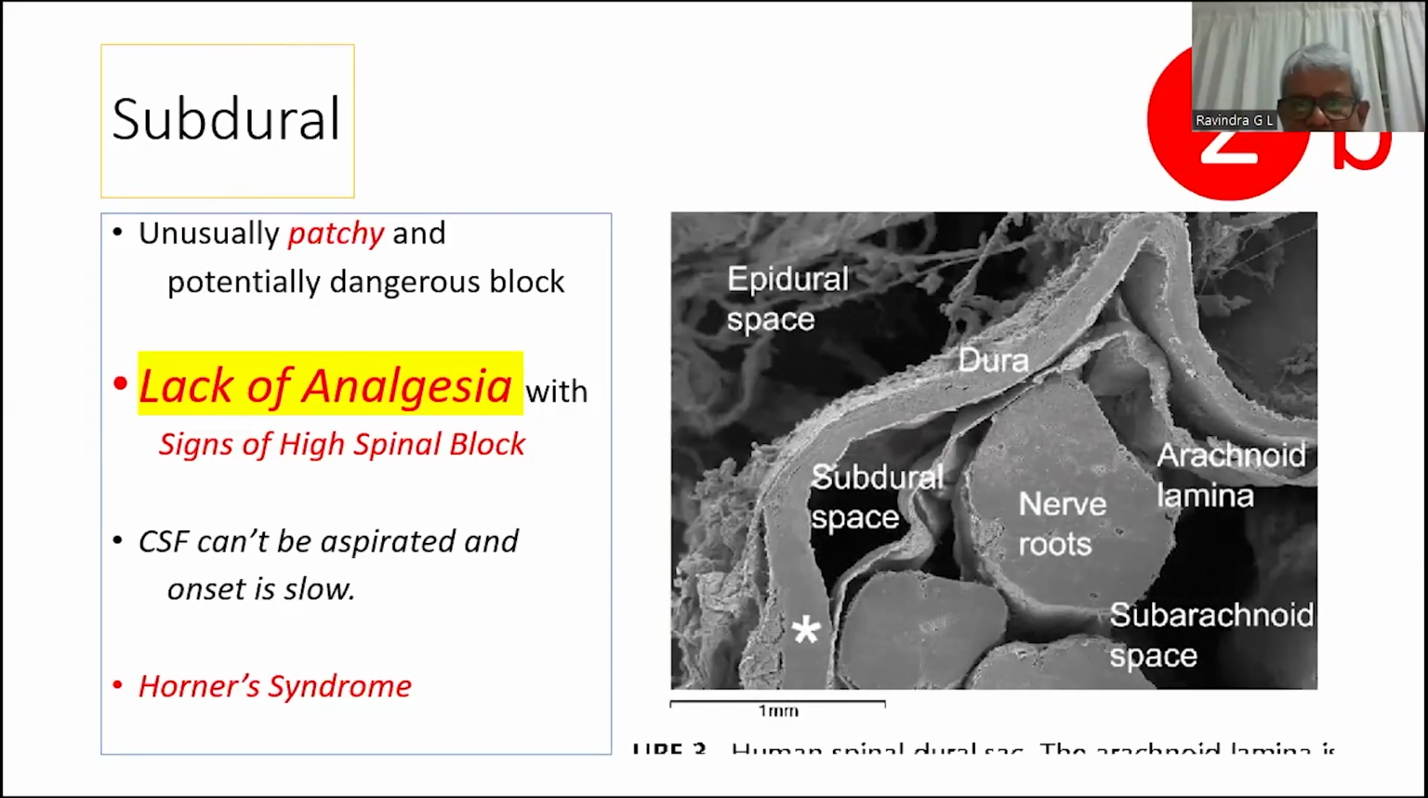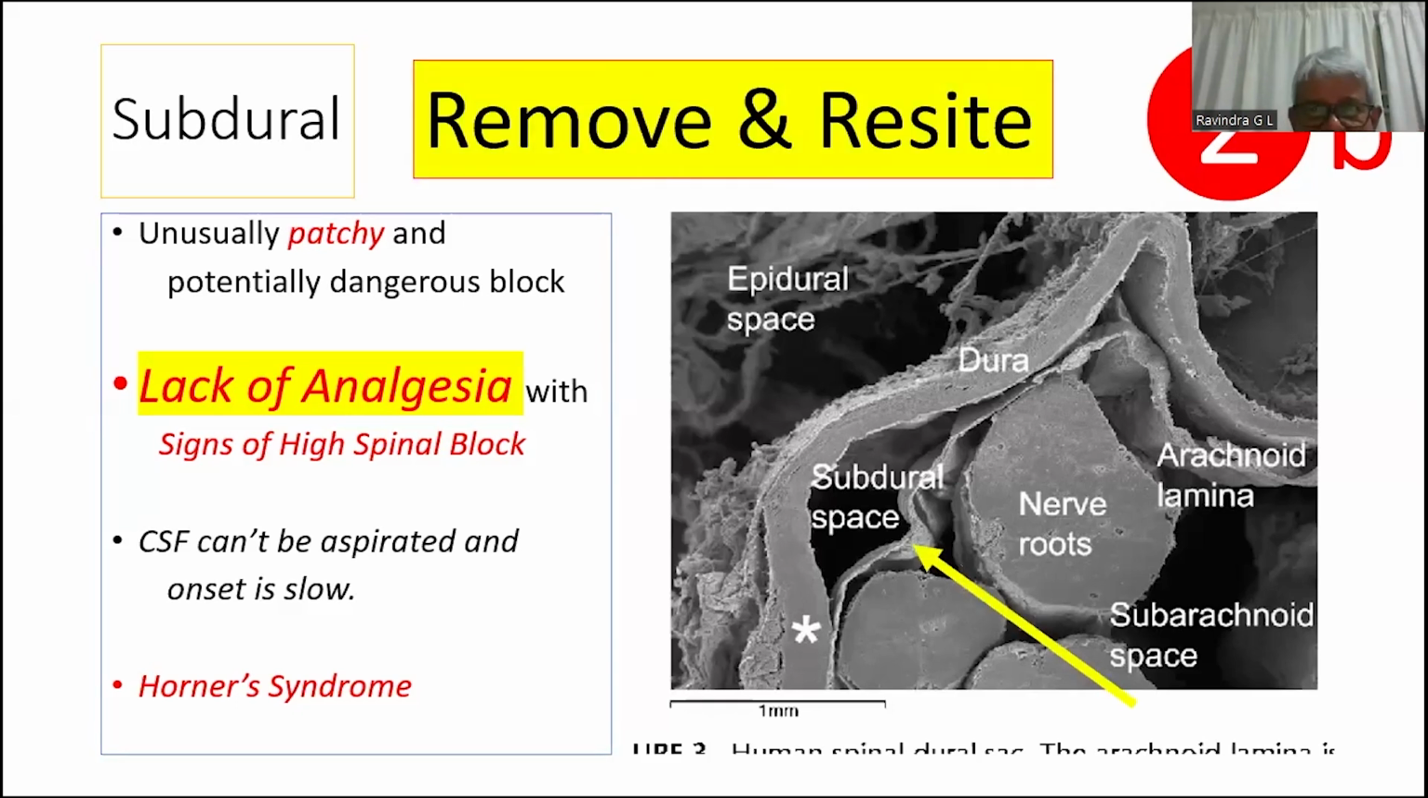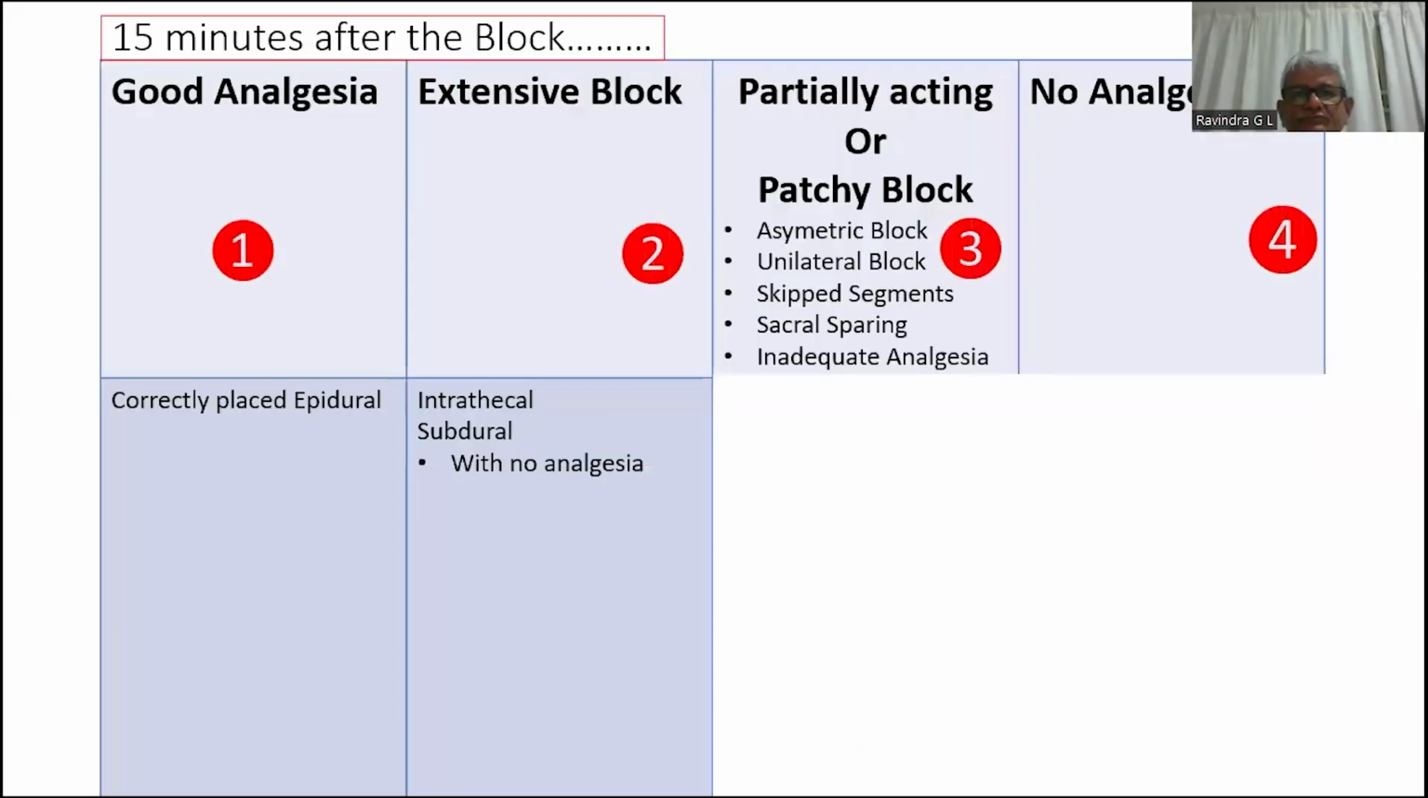It is subdural placement. It's an even more dangerous situation than the intrathecal one, because it does not get recognized early. People tend to give more and more drug, and at one point in time, the arachnoid mater breaks and the dose becomes intrathecal, suddenly producing total spinal. So if you suspect subdural, the only thing you need to do is remove the catheter and resite it. Now, we have completed the two situations.